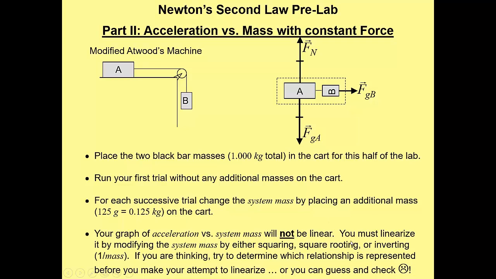Okay, and you got some questions to answer and all that stuff. Please call me over if you're not sure and you really need to follow the steps on the lab sheet to get everything set up and then to run this part correctly. So enjoy part 2 of the Newton's second law lab.